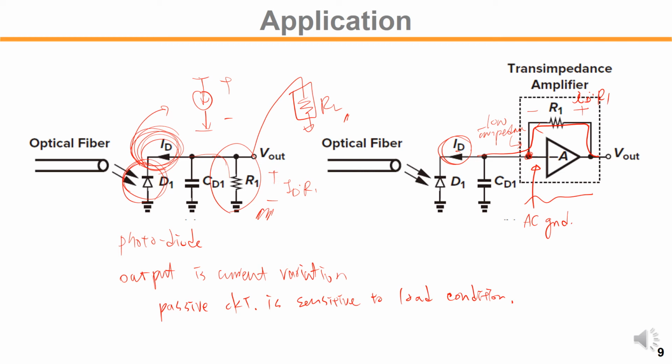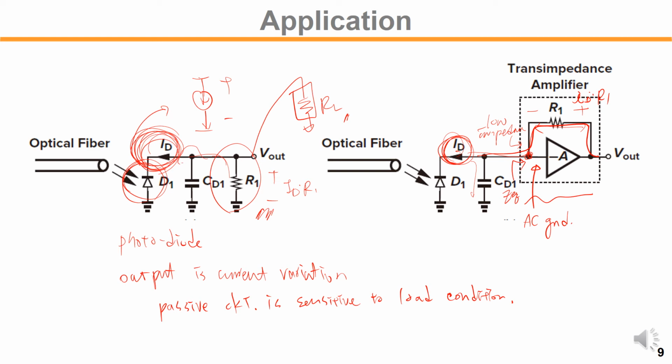If the input is current, equal to this ID, in order for this ID to flow through R1, we have to have a low impedance on the right hand side. So the equivalent impedance looking into the amplifier must be small, because if this impedance is large, the current will flow through the CD1. For example, on the left hand side, the current variation on the ID will create a voltage change.